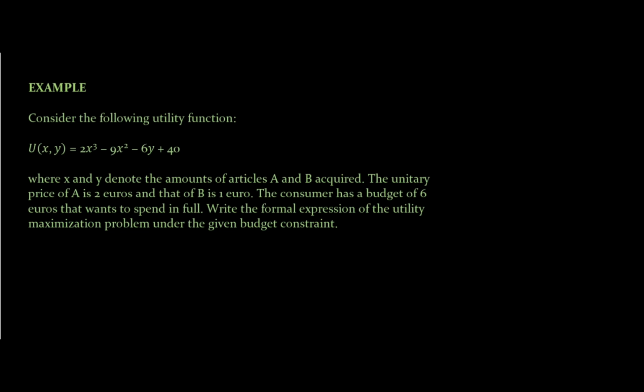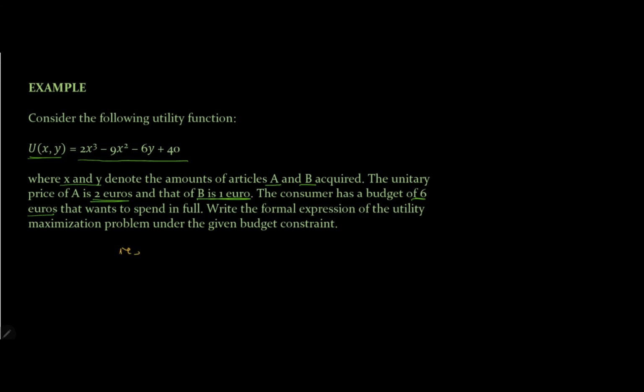We are going to have a utility function like this one, 2x cubed minus 9x squared minus 6y plus 40. As usual, x and y denote the amounts of two goods A and B. The unitary price of A is this time 2 euros and the unitary price of B is 1 euro. Then the consumer has a budget of 6 euros that he wants to spend in full. Let's write the formal expression of the utility maximization problem under the given budget constraint.